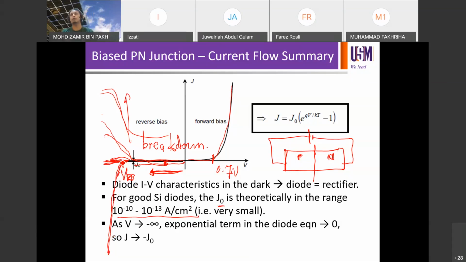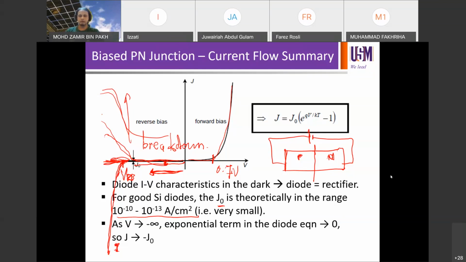And that will happen when you supply a very high negative voltage to the PN junction. At that point you're going to have an exponential increase in current as well. We're going to look into that junction breakdown later on. Yeah, breakdown only occurs at reverse bias.